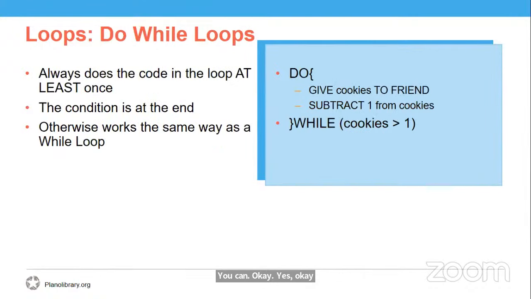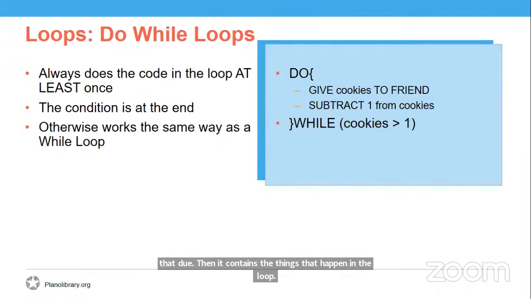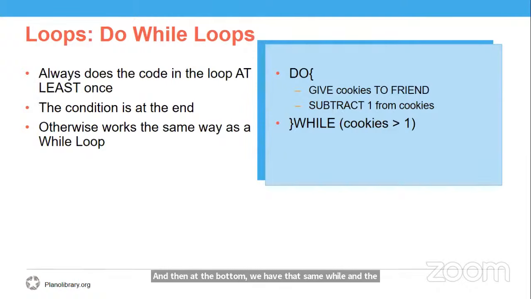For do while loops, which are very similar, they always run at least once though. It starts with that do, then it contains the things that happen in the loop, and then at the bottom we have that same while and the condition statement. So in this example, do give cookies to a friend. So no matter what the value of cookies is, we are giving one away and we are subtracting one from cookies. And then at the end of that, if there is still more than one cookie, it will go through the loop again.